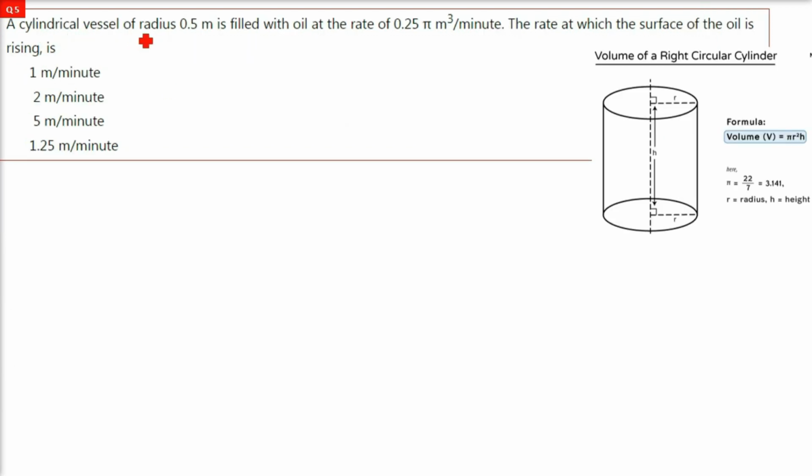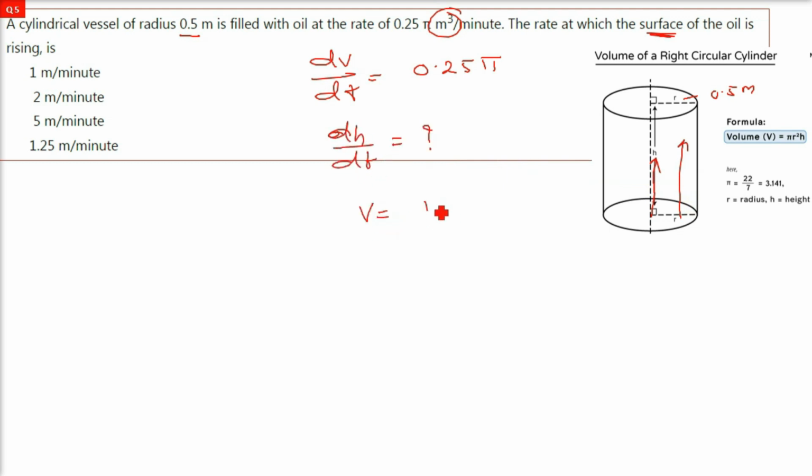A cylindrical vessel of radius 0.5 meter is filled with oil at the rate of 0.25 pi meter cube per minute. So this is meter cube, so we are given dV by dt, and that is 0.25 pi. And then the rate at which the surface of the oil is rising. So how the height of the content, the oil in this case, is increasing. So the rate of change of height we have to find out. dH by dt we have to find out. So volume is pi r square h.